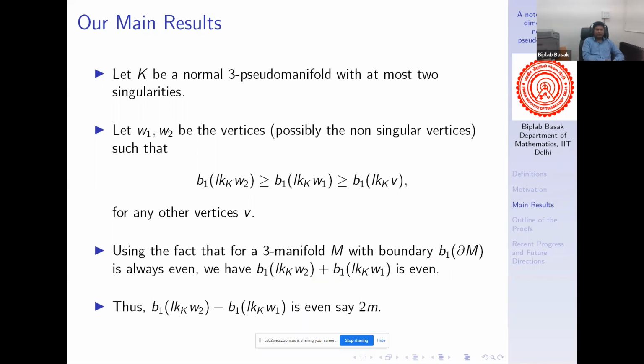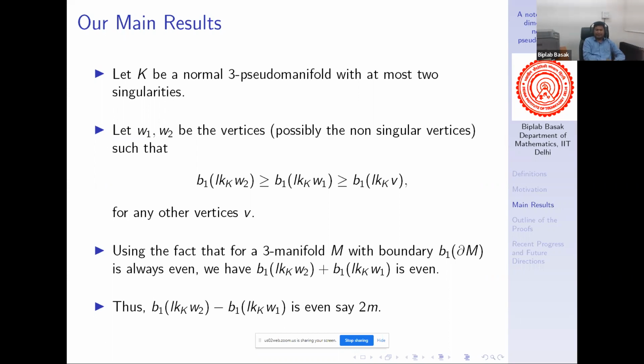So here is our main result. Let K be a normal three pseudo manifold with at most two singularities. Let W1 and W2 be the possible singular vertices. And we have these properties. Say B1 of link of W2 is greater than or equal to B1 of link of W1, which is bigger than or equal to B1 of link of any other vertices.